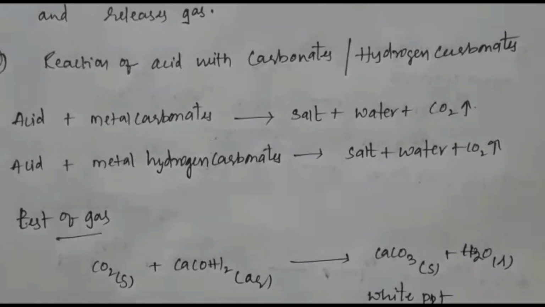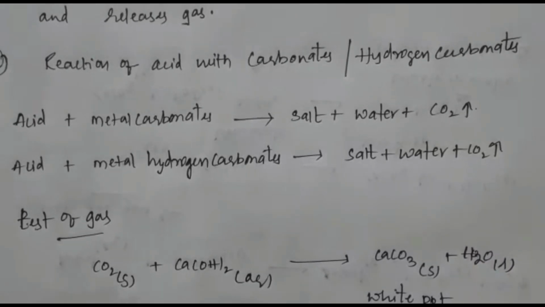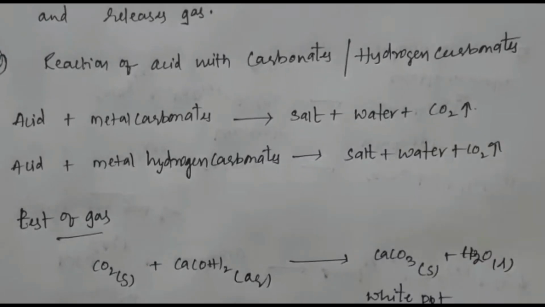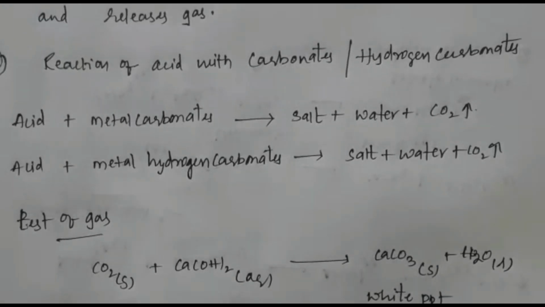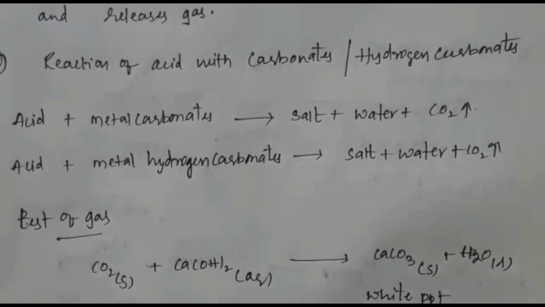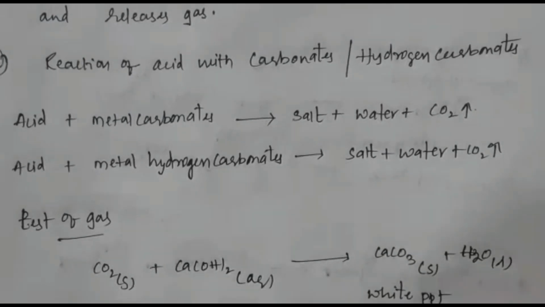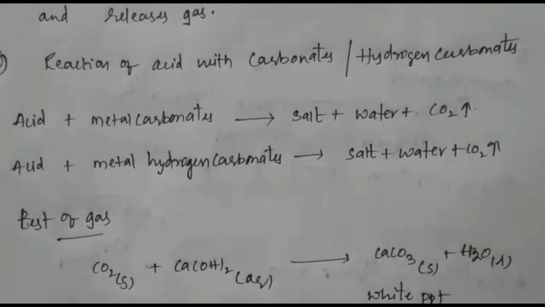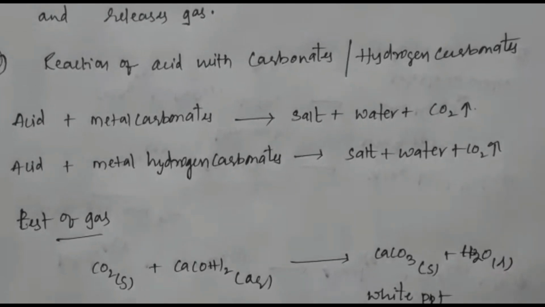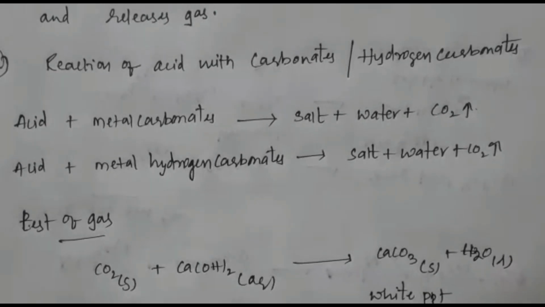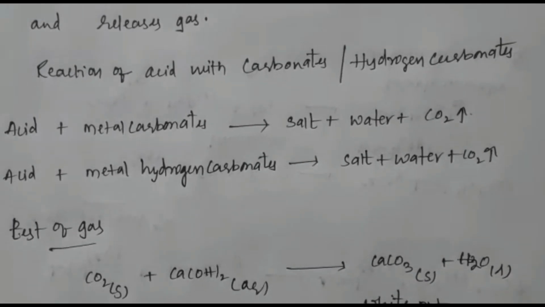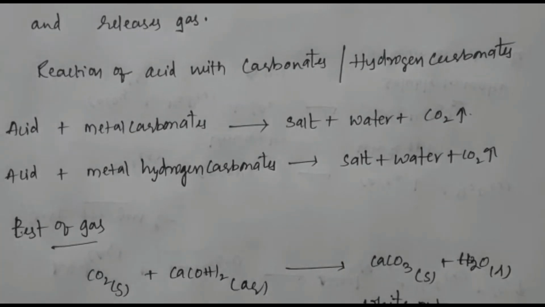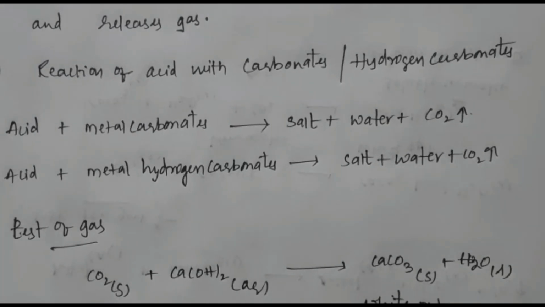Is it clear for everyone, children? If excess carbon dioxide is released, what will happen? It forms a substance which is soluble in water, called calcium bicarbonate. It is soluble in water. So this is what happens when acid reacts with carbonates and metal hydrogen carbonates. It forms what, children? Carbon dioxide gas is released. Let us try to learn this with the help of an activity.